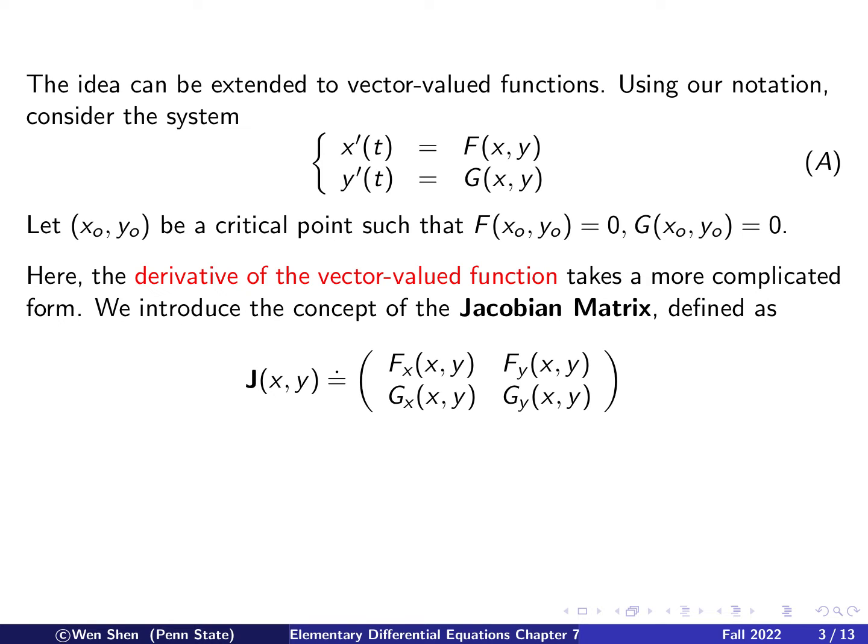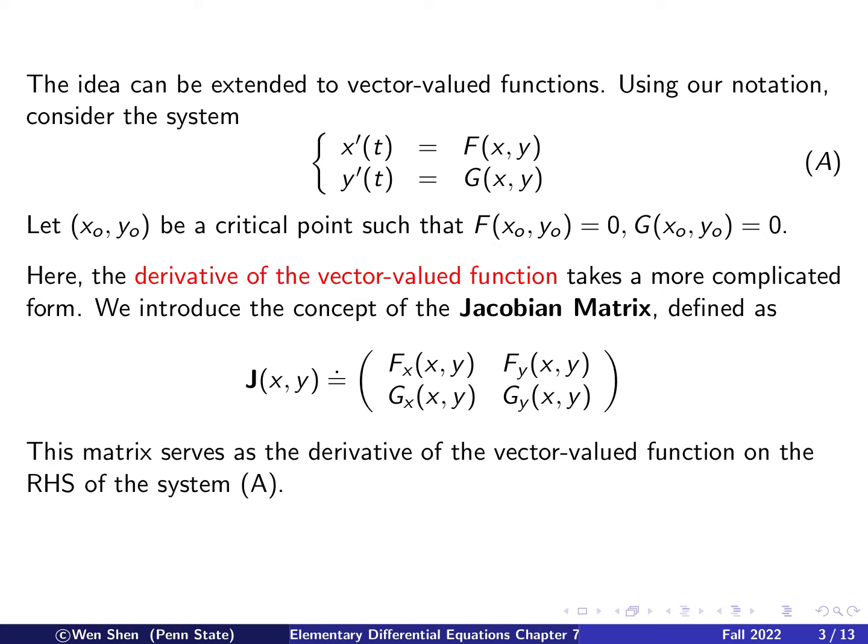J at x, y is defined as a 2 by 2 matrix. The first row is about the function capital F: you take the partial derivative in x, and then here you take the partial derivative in y, and they're evaluated at the point x and y. The second row collects the partial derivatives of G in x and in y. So here you have a collection of all the first order partial derivatives of the right hand side function. Such a matrix can serve the purpose of the derivative of the vector valued function.